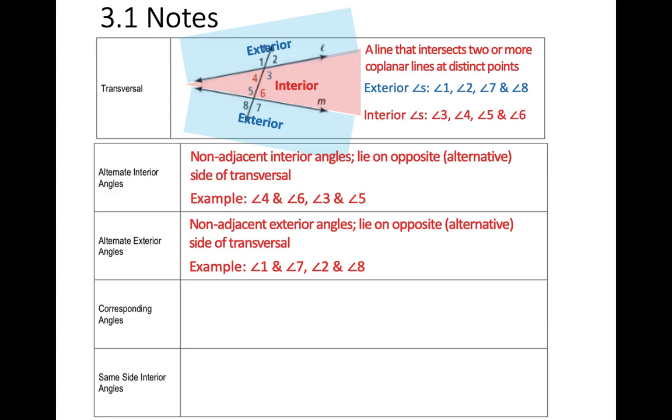Make sure you have the diagram and you have the examples, because that's a lot. To me, just saying, oh yeah, 1 and 7 and 2 and 8 is a lot easier than trying to understand non-adjacent exterior angles that lie on opposite alternate sides of the transversal. So have the examples there.